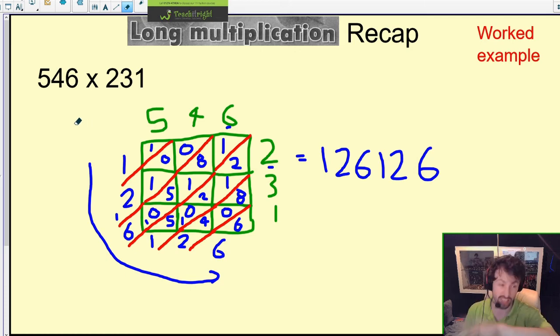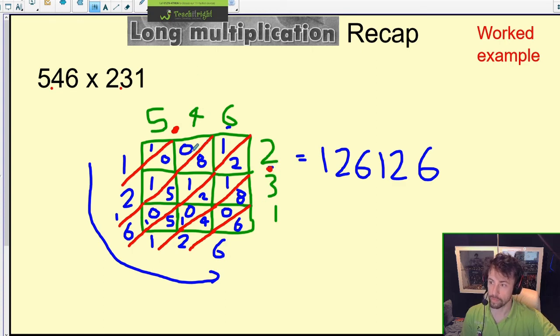Now we're not actually getting onto this yet, but I'm going to just show you anyway because I think it's quite cool. If I had a really hard sum like 5.46 times 2.31, this method works exactly the same way. All you need to do is put the decimals in the position that they are in the question, so between the 5 and the 4, and between the 2 and the 3.